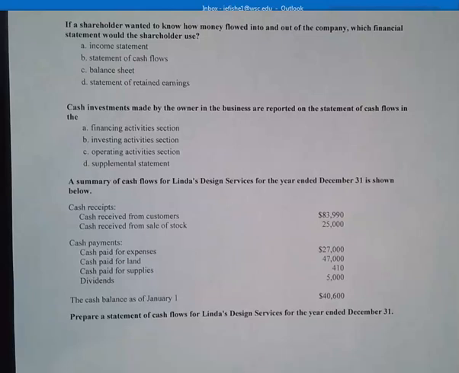Well, at this point, we have covered the income statement. We've talked some about the retained earnings statement, and we have discussed the balance sheet. So that leaves one financial statement left, and that is the statement of cash flows.